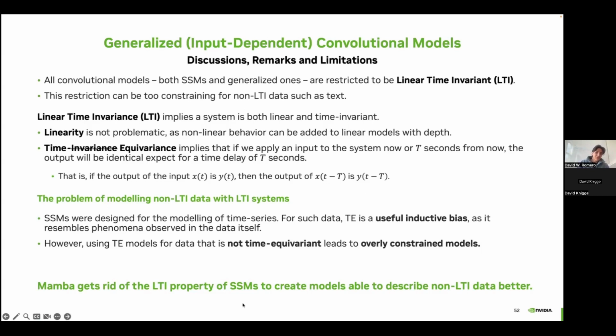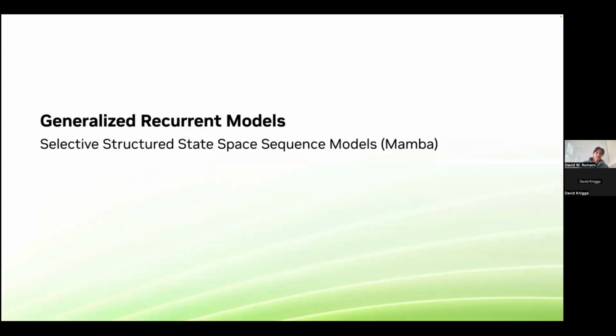So in order to tackle this, Mamba actually gets rid of this LTI property of SSMs to be able to create a model that is able to describe non-LTI data like text much better. And that's what we're going to discuss now.